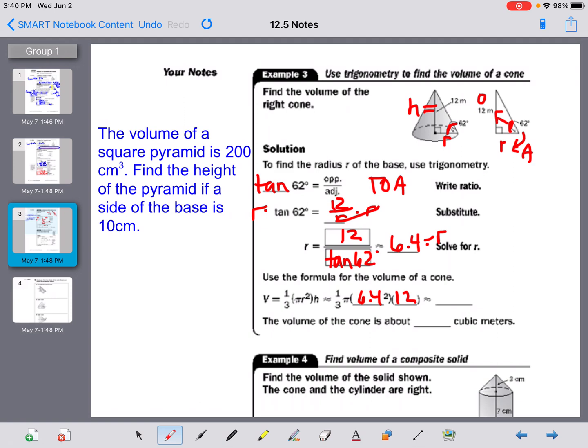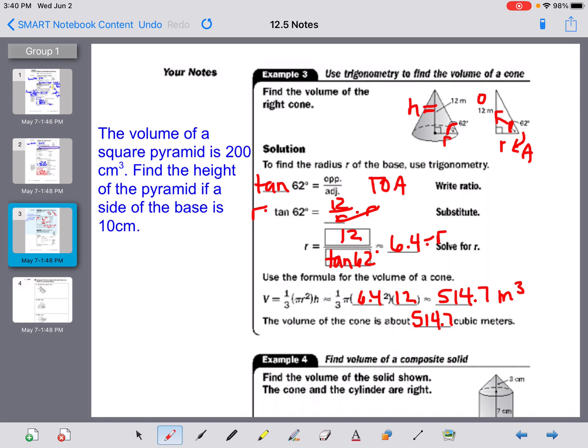All right, let me type it in. 1/3 times pi times 6.4 squared times 12. And I'm going straight to a decimal of about 514.7. And that is in meters cubed, since I'm doing volume.